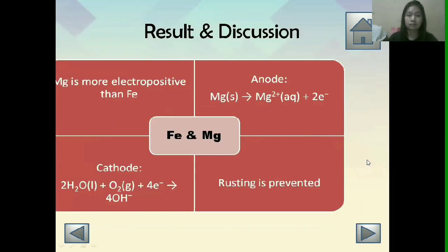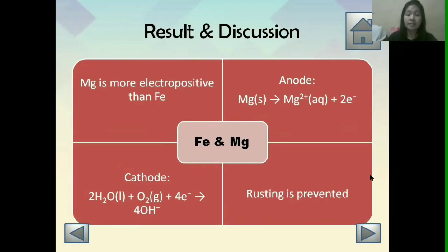When iron is in contact with magnesium, the rusting is prevented. Why? Because magnesium is more electropositive than iron. So the magnesium will be oxidized first. The magnesium will be oxidized to magnesium ion. So the rusting is prevented.